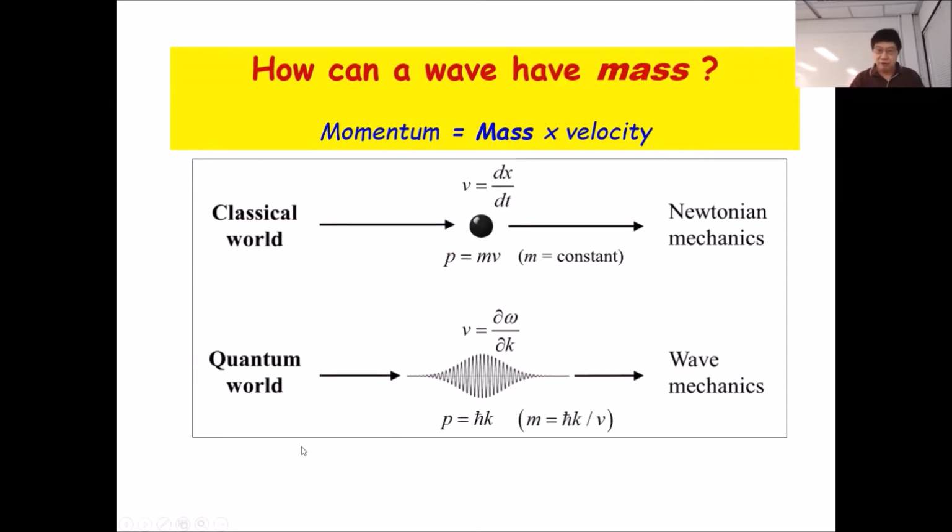But in the quantum world, the particle is more like a wave. Now the wave also has a momentum, based on the de Broglie relation. And the wave also has a speed, called the group velocity of the wave packet. Now if you have a momentum and a speed, then momentum divided by the speed is equal to the mass, or effective mass.